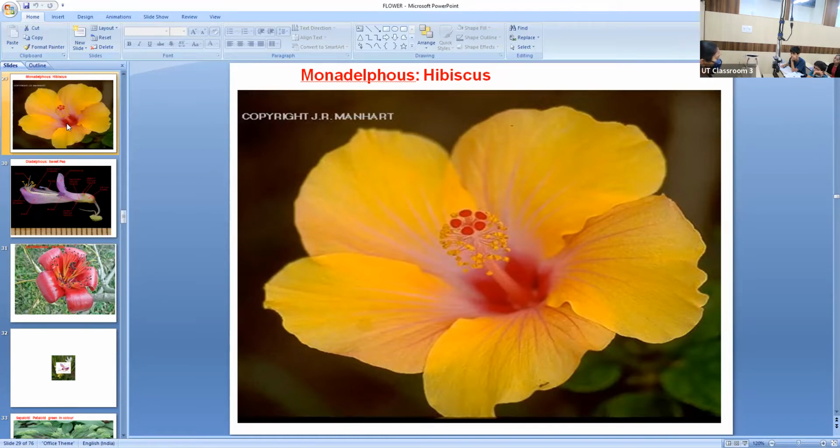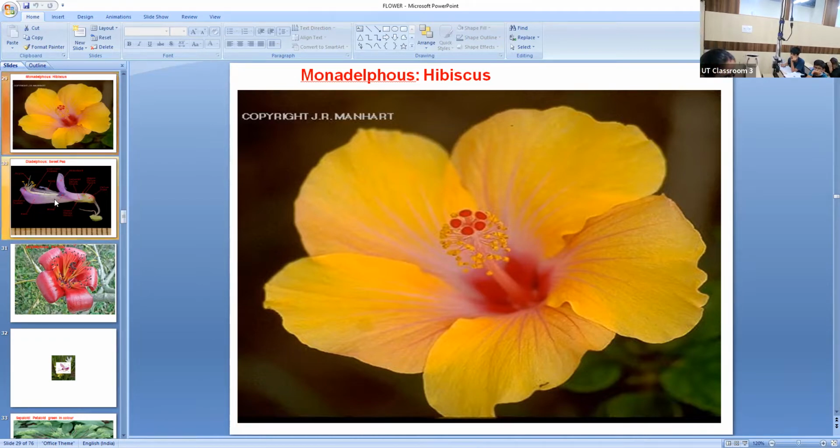If the filaments are all bundled together, then the anthers are free. We are not talking about anthers fused. Anthers are never fused. It is the filaments which are bundled together, resulting in the formation of a cluster of anthers. And in between there will be the stigma. The ovary, style, stigma is always in the center. But here, all filaments are clubbed together, forming one bundle. That is the condition, monadelphous. Mono means one.